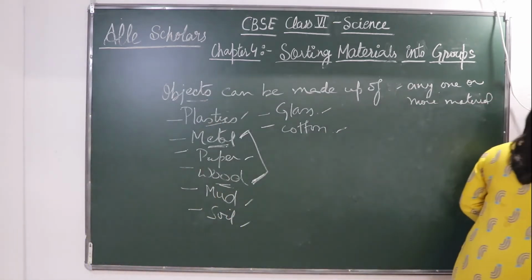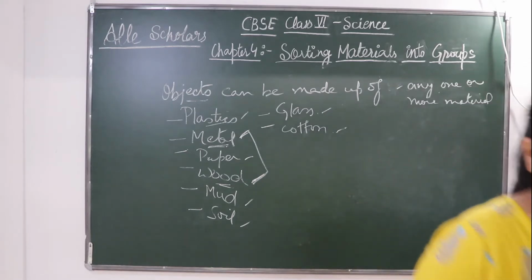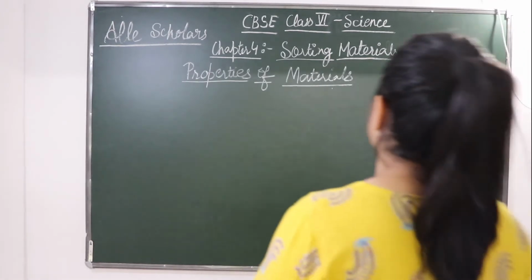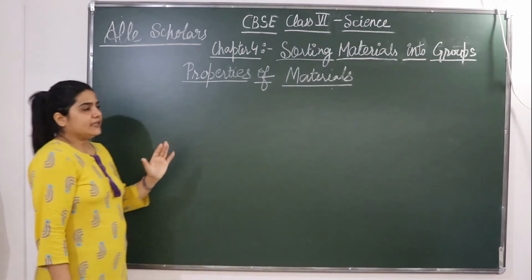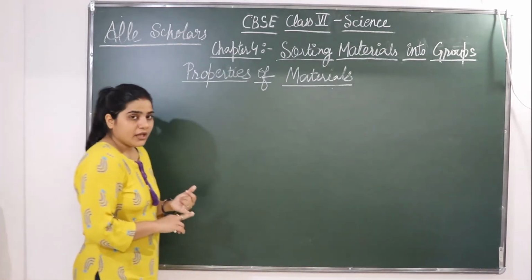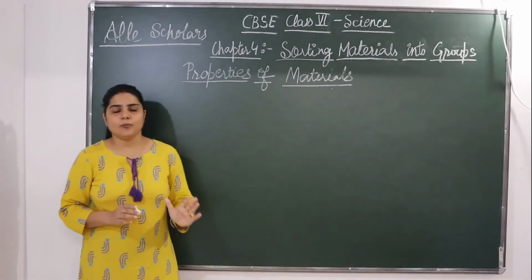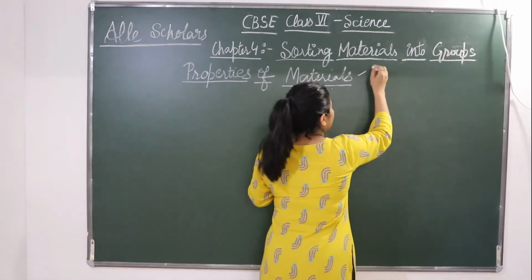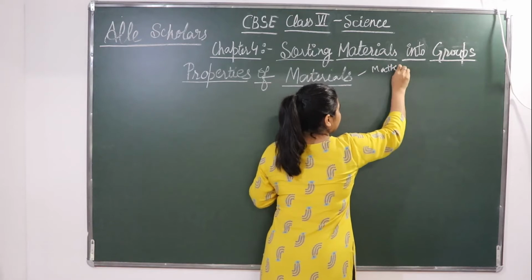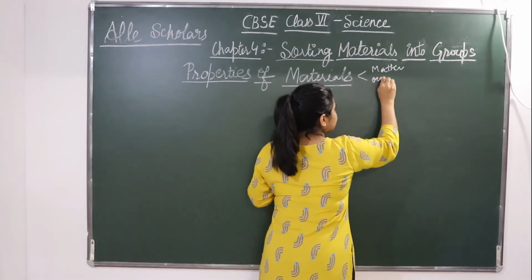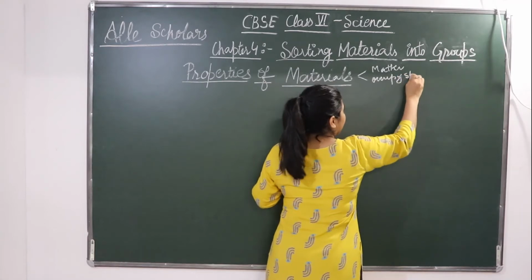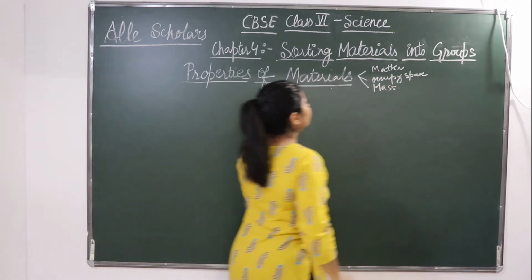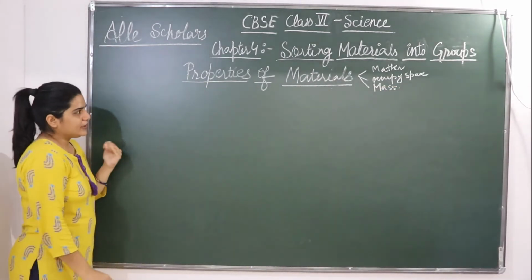Okay, so first let's see about the properties of the materials. So these properties of materials we shall see. These materials are made up of matter. They occupy some space and they have got mass. Okay, so materials are made up of matter. They occupy space and they have got mass. Fine. So now we will see the properties of materials.